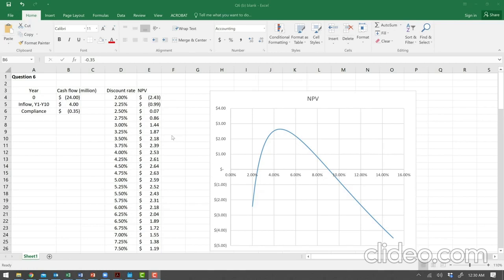But what's more important is that we cannot use the internal rate of return rule to make the investment decision in this case, because the conditions under which we can use the IRR rule are not satisfied. Namely, in this case, we have cash outflows that occur after year 0. In particular, the compliance costs that start in year 11 and continue onwards.